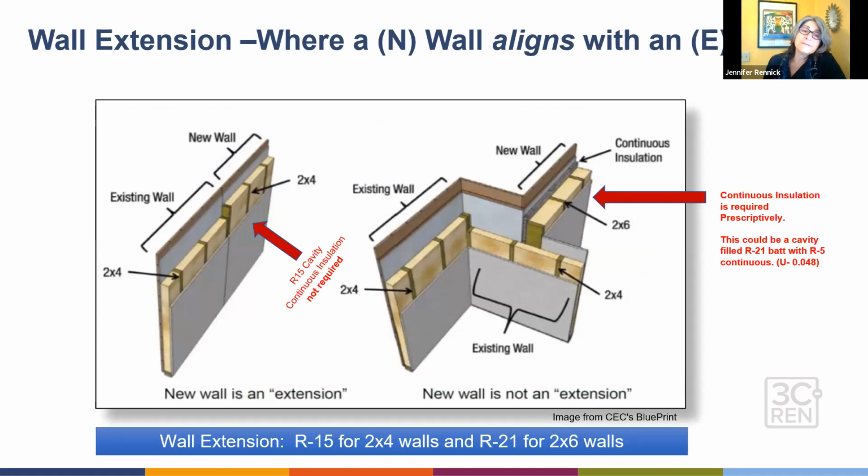On the left, if your new wall and your existing wall are completely in alignment with each other, you could take the wall extension exemption. And there is a place in the performance method to also take this exemption. You can check a box that allows you to use the R15 cavity and not have continuous insulation on those walls.